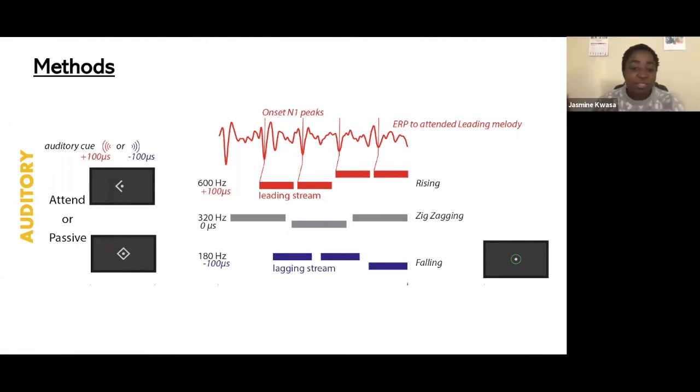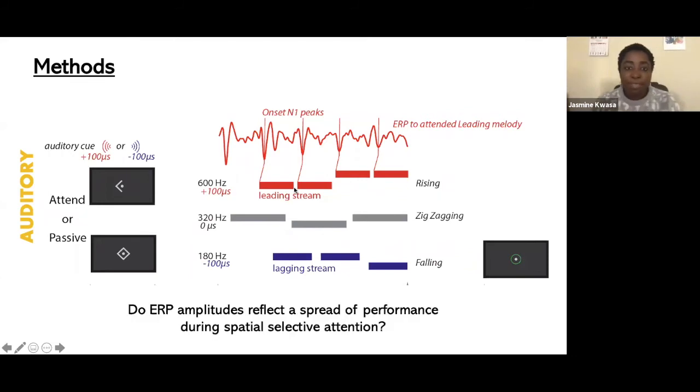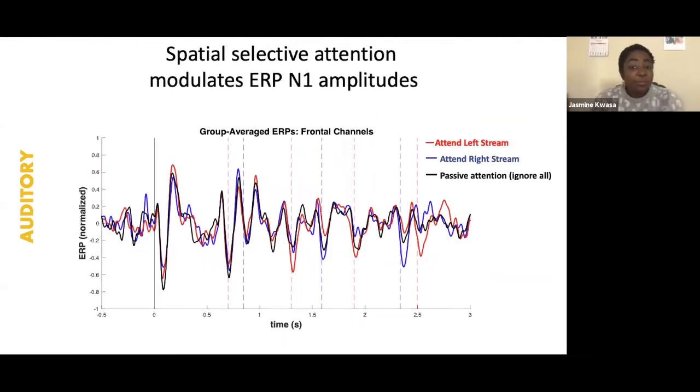We staggered all sounds so that we could calculate event-related potential, or ERP, N1s evoked from the onset, as you can see here. Our main question was, do ERP amplitudes reflect the spread of performance during spatial selective attention at the individual level? At the group level, attention does modulate ERP N1s.